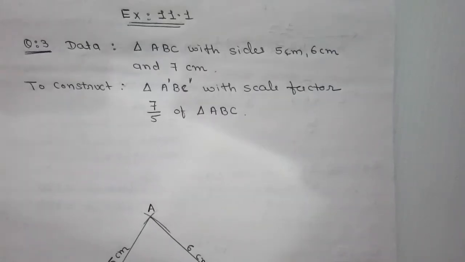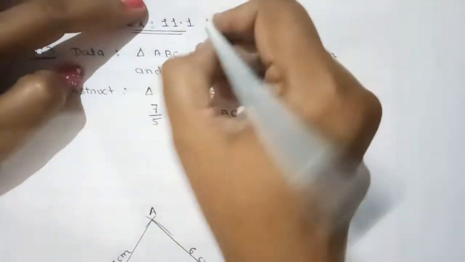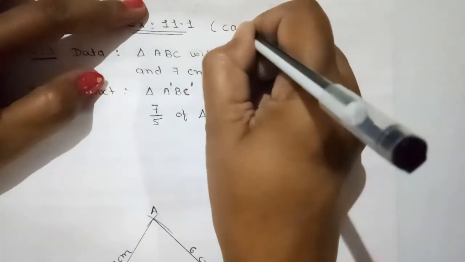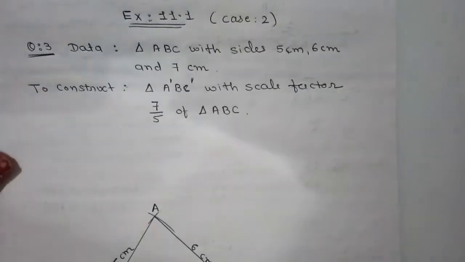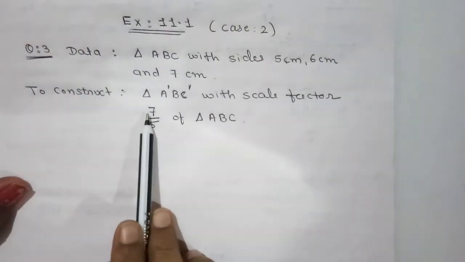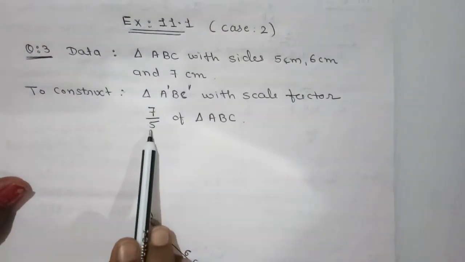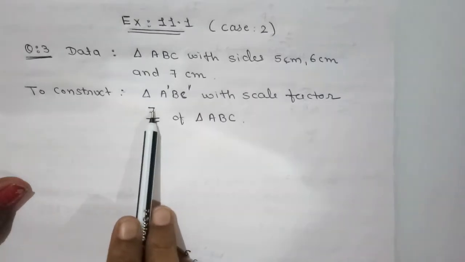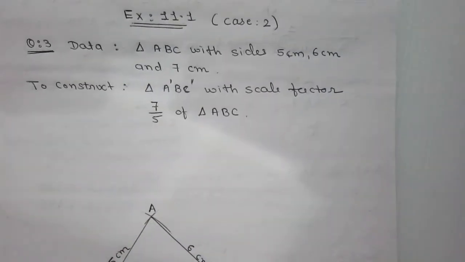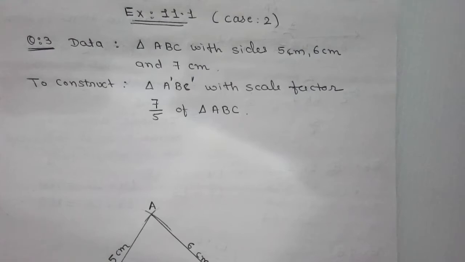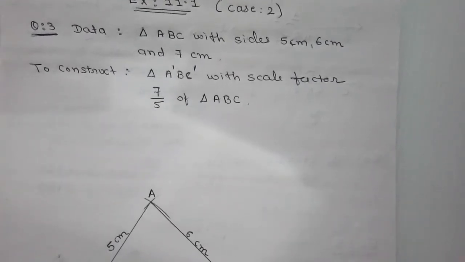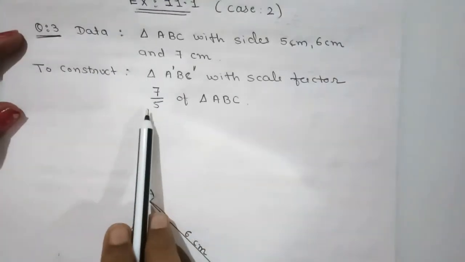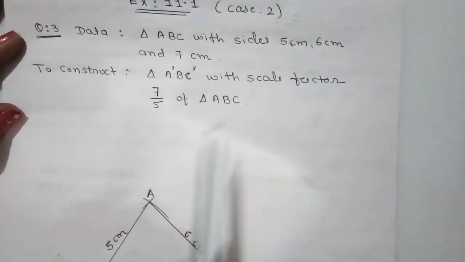Now let us see one more sum which is of case 2. In last video we have seen case 1. Now this is case 2. Now what is case 2? When numerator is greater than denominator. So if numerator is greater than denominator, then triangle will be constructed outside. When numerator is greater than denominator, triangle will be constructed outside.